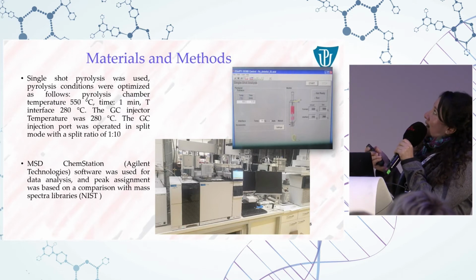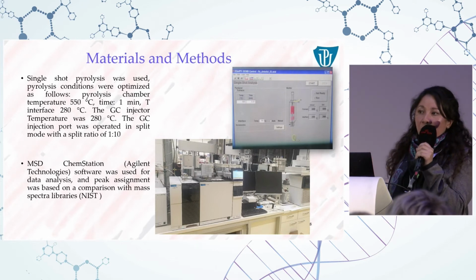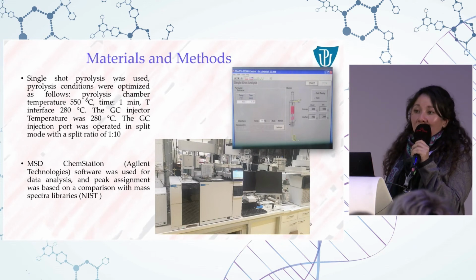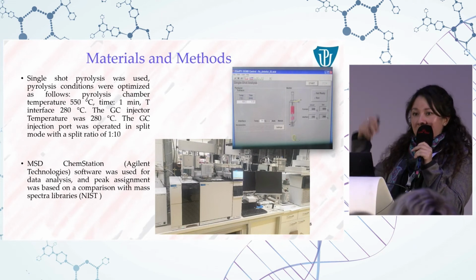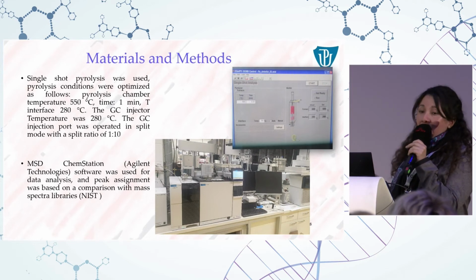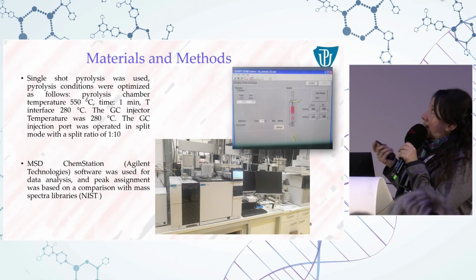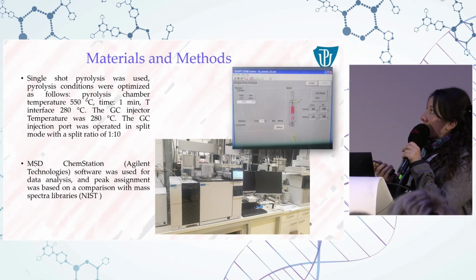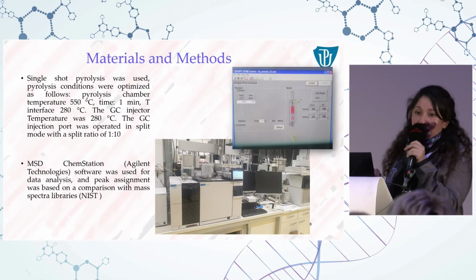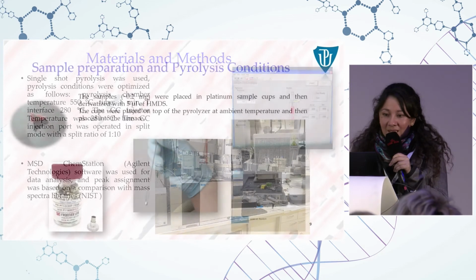We select the parameters that fit better. We use the single shot. This pyrolyzer has the possibility to make a bulk gas analysis, which means you have an injection without separation in the chromatographic column, or you can make a multi-shot analysis or a single shot. I preferred the single shot for this analysis. We use the NIST and the MSD for processing the data.